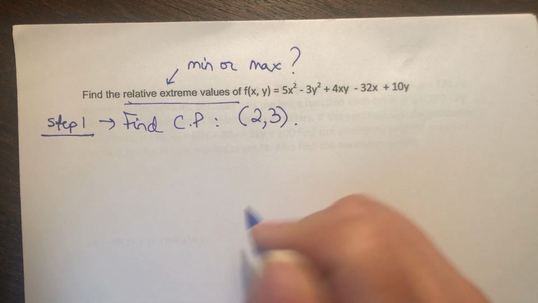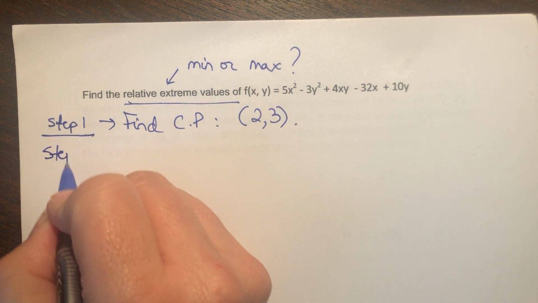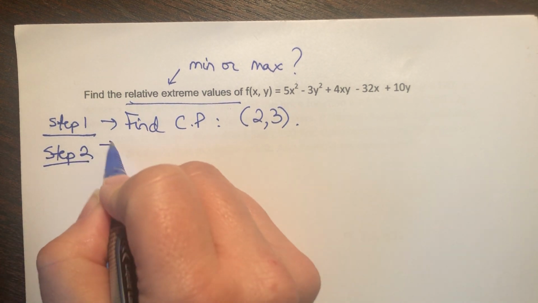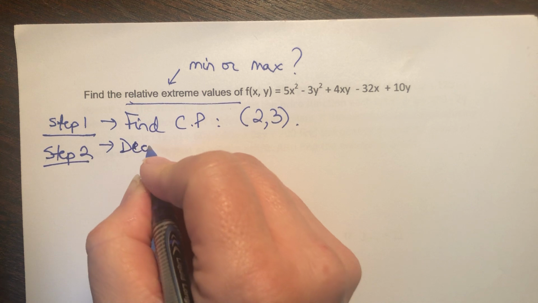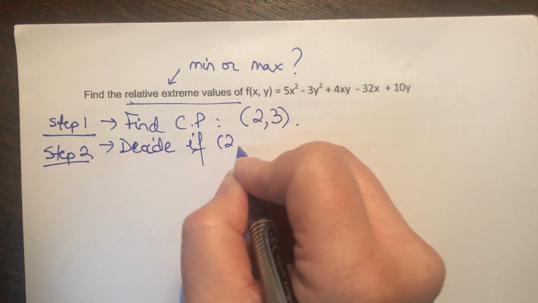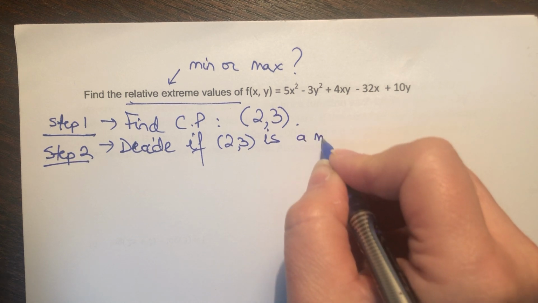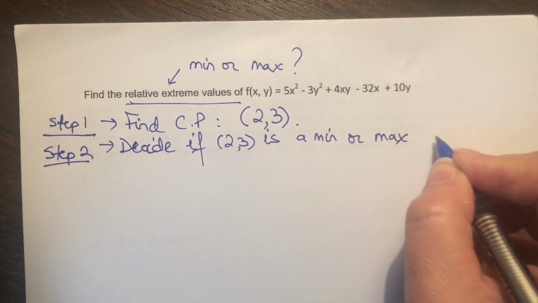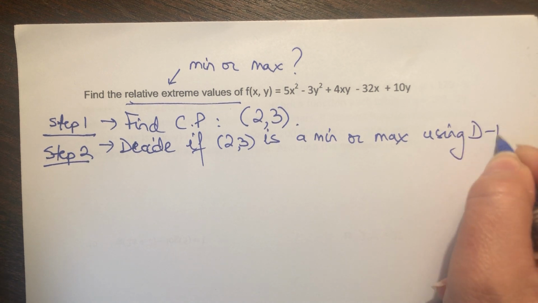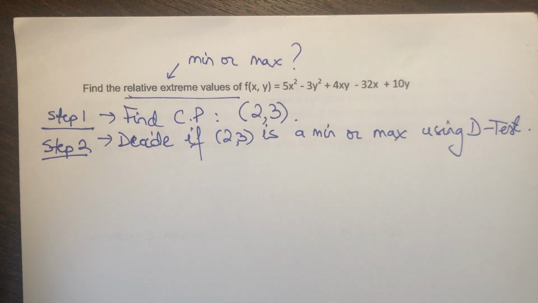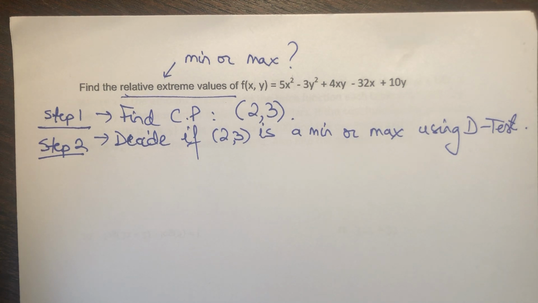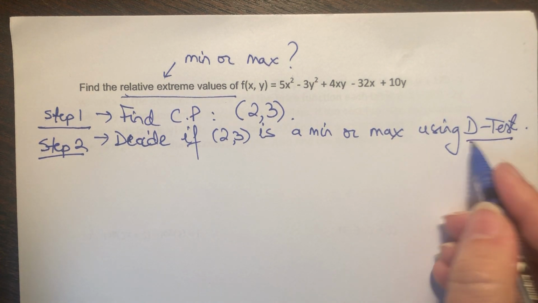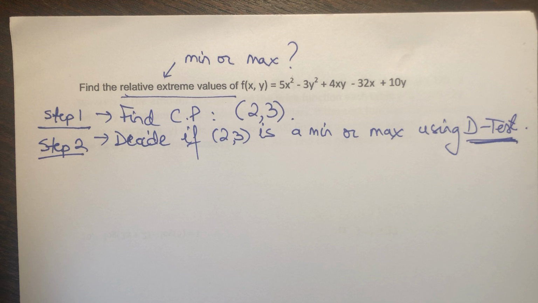Then the second part of this problem is to decide if this (2, 3) is a min or a max using the d-test. And the d-test, if you remember from the first part of the section, is the equivalent of the second derivative test from chapter 2 that we took. So what we need is to find that d function. To find it, we need the second derivatives. So we have 4 second derivatives, and we're going to have to find them all.